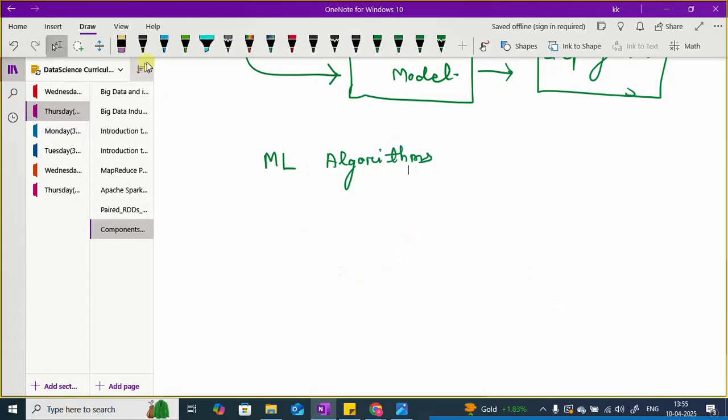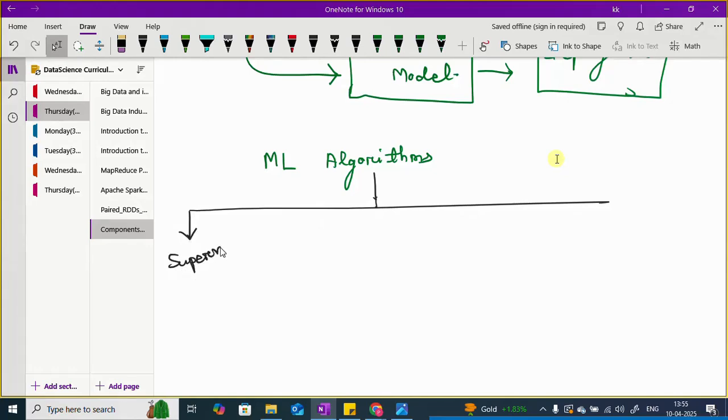Now coming to machine learning, guys, it is basically of two types. One is supervised ML and another one is unsupervised ML. Generally, typically speaking, there is another type, that is reinforcement learning, but that is not that important as part of our curriculum. So that's why I'm not dividing it. So make it two types.